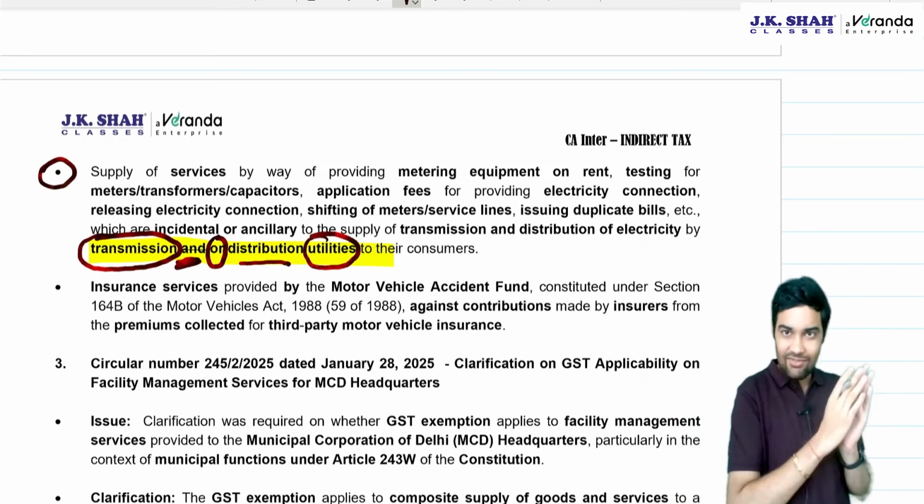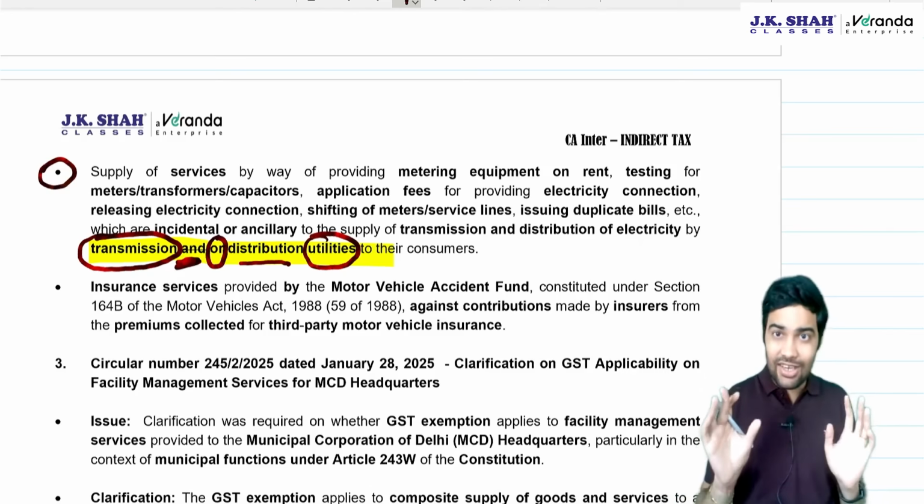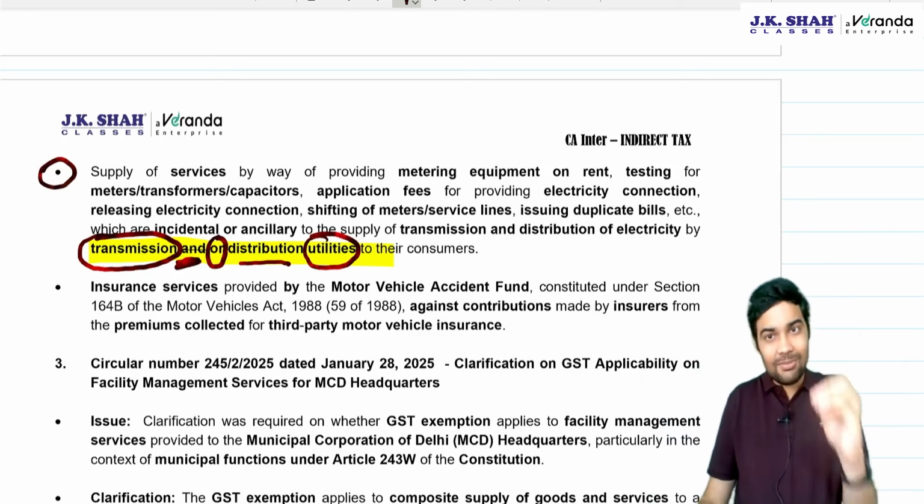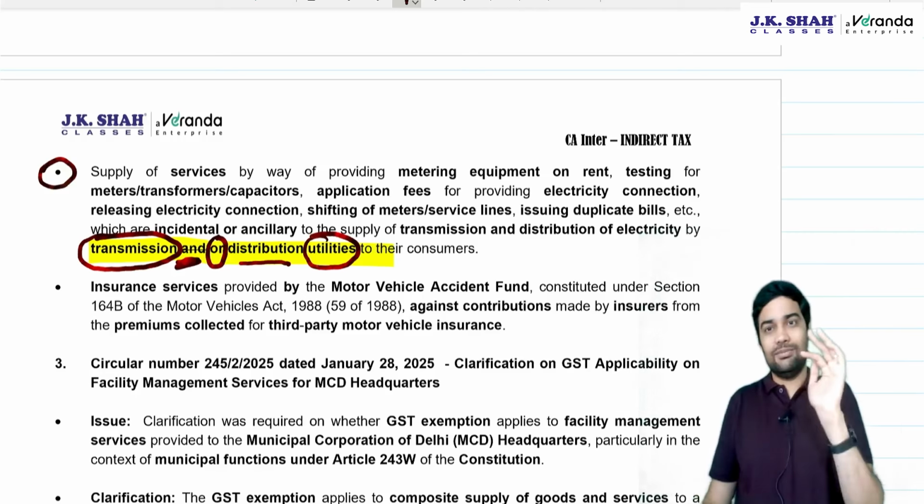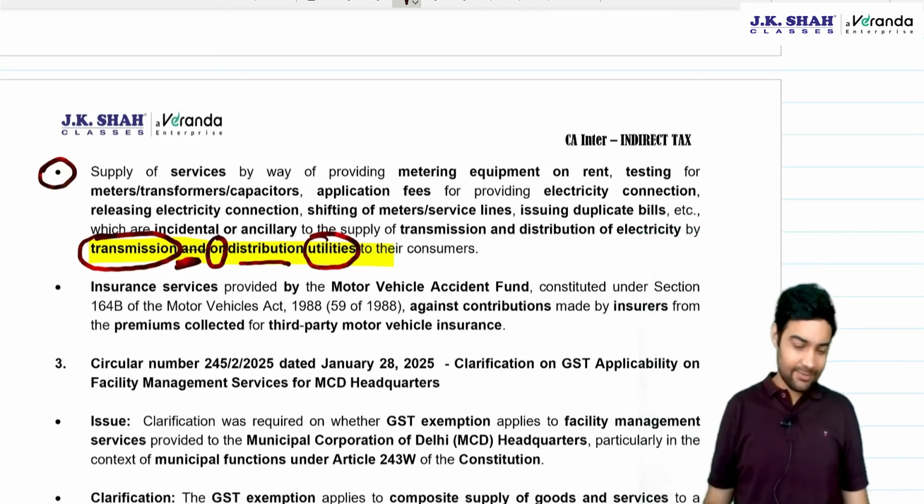So if you are doing only transmission, you will still get the exemption. If you are doing only distribution of electricity, you will still get the exemption. So the exemption will be available to transmission utilities or distribution utilities. Clear? So this or has been added.